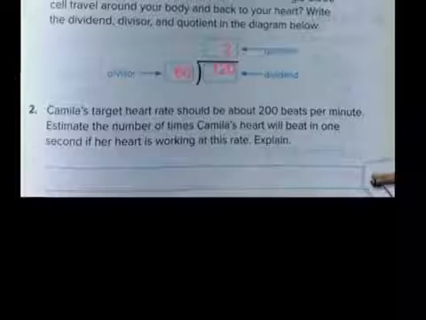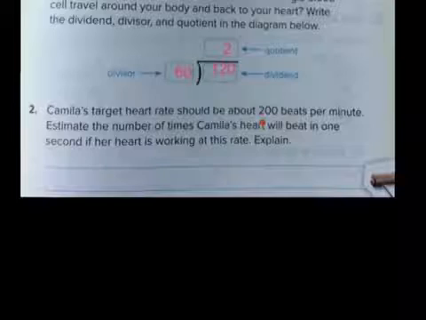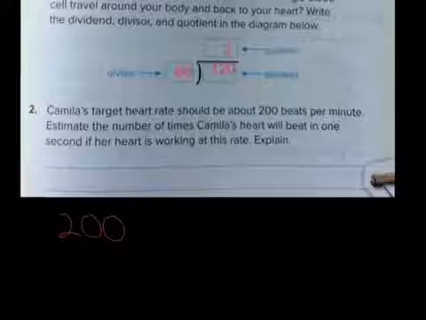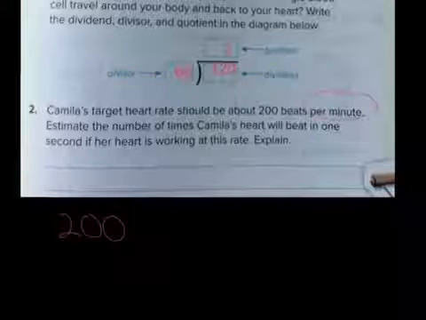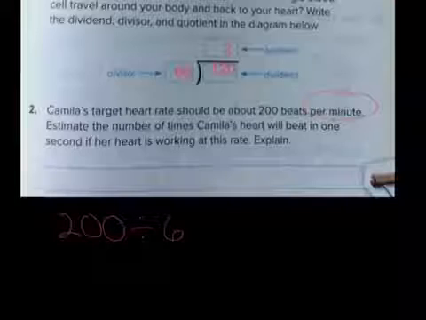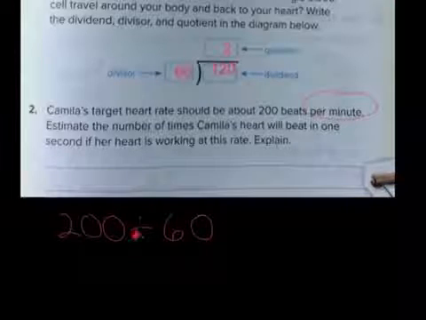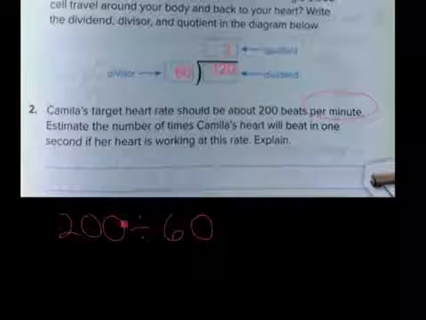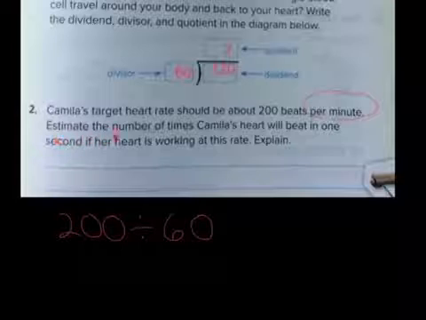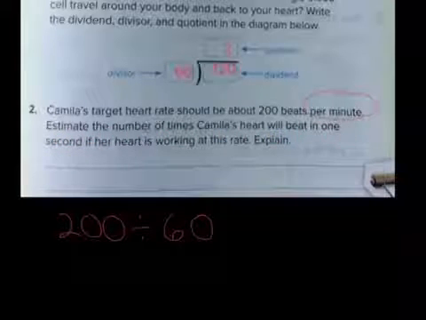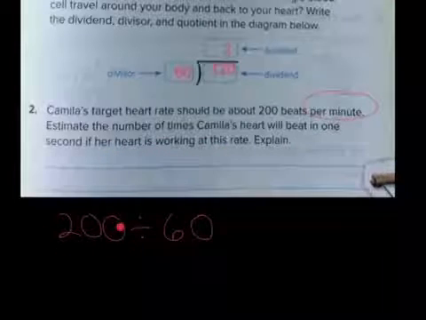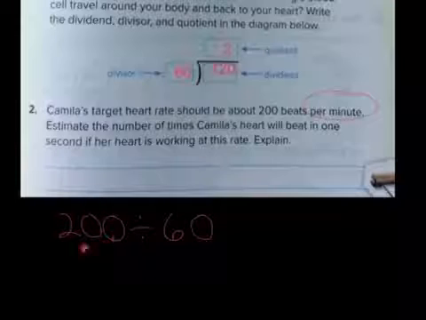Okay, number 2. Camila's target heart rate should be about 200 beats per minute. So we have 200 beats in 1 minute, and I'm saying divided by 60. The reason I want to divide it by 60 is because I want to take how many beats and divide it into 60 so I see how many beats I get per second. Estimate the number of times Camila's heart will beat in 1 second if her heart is working at this rate. So if I divide this by 60, I know how many of these I get per second.